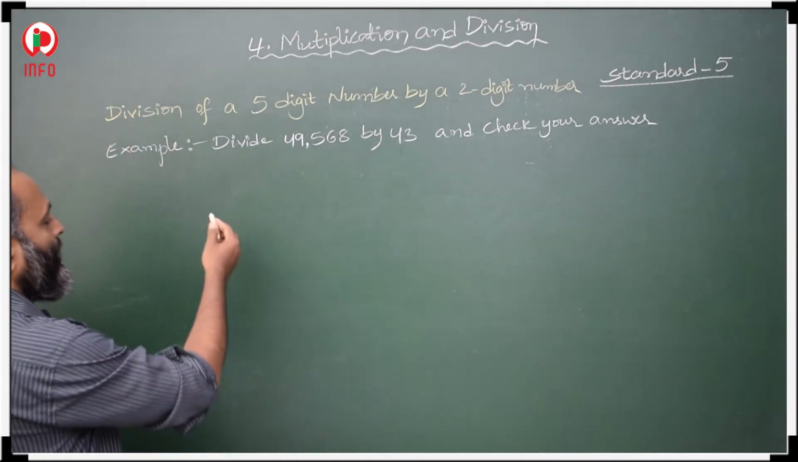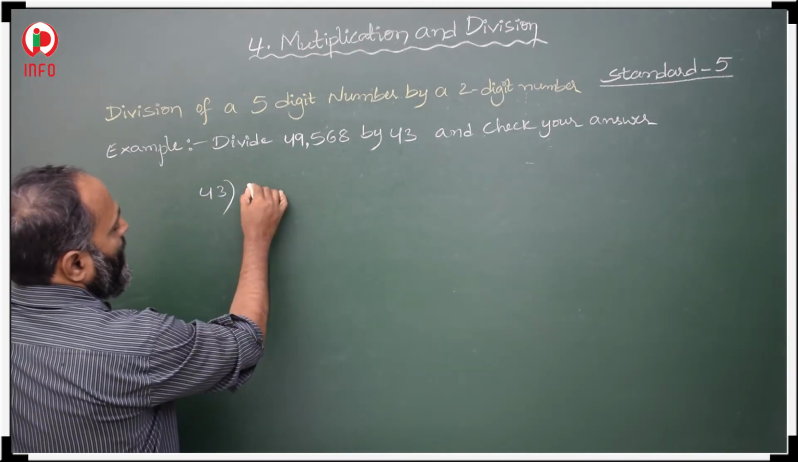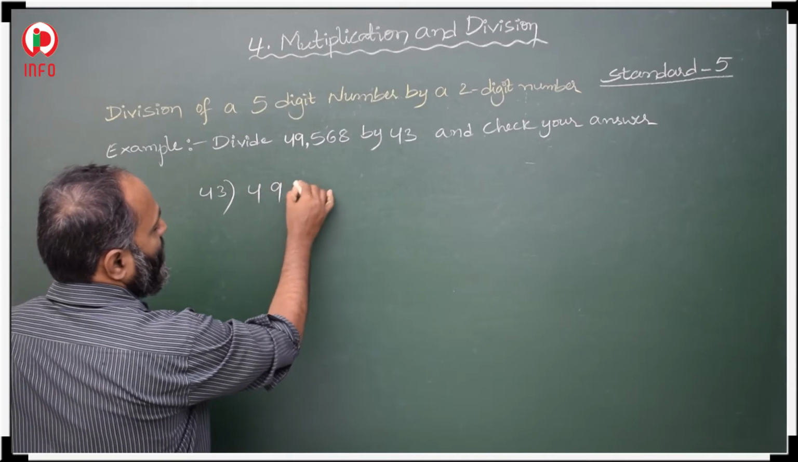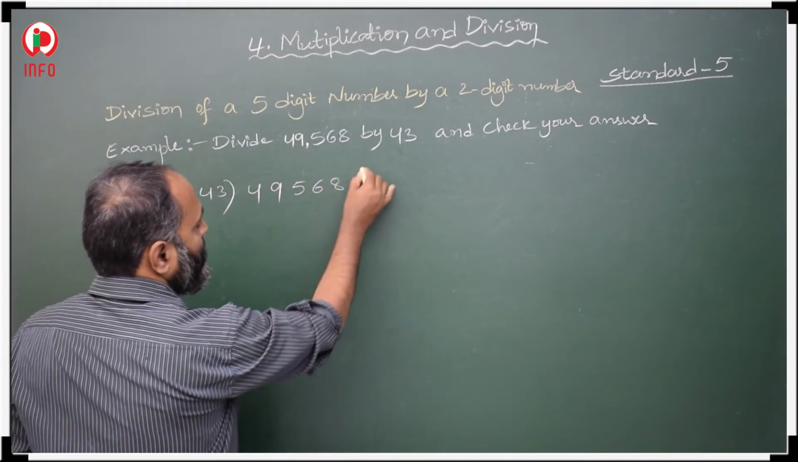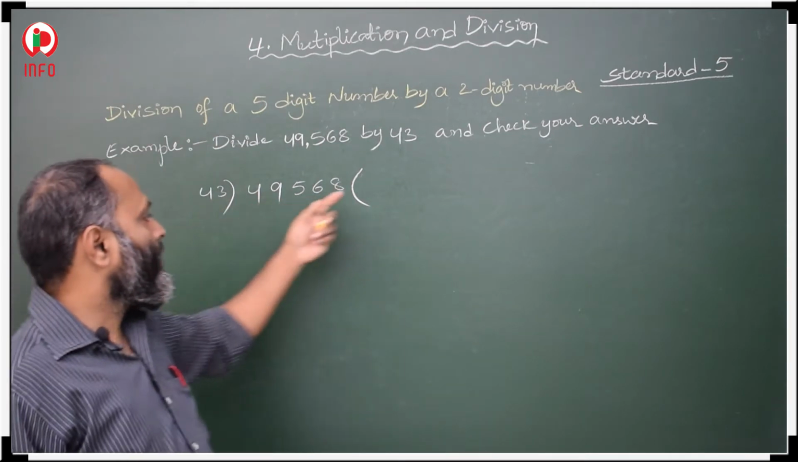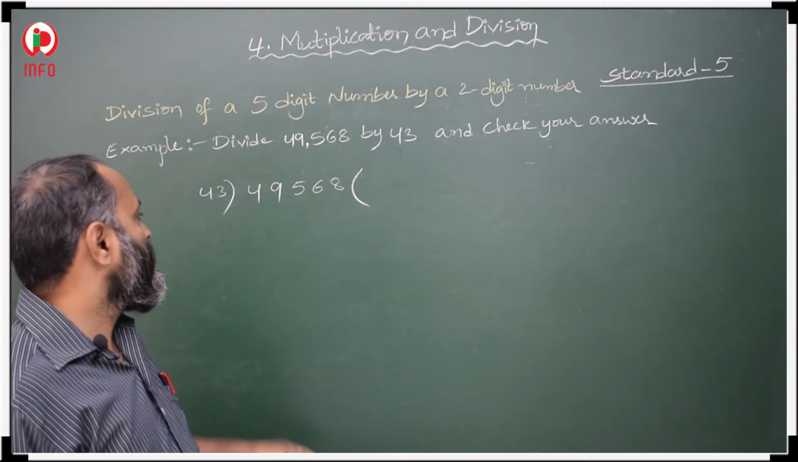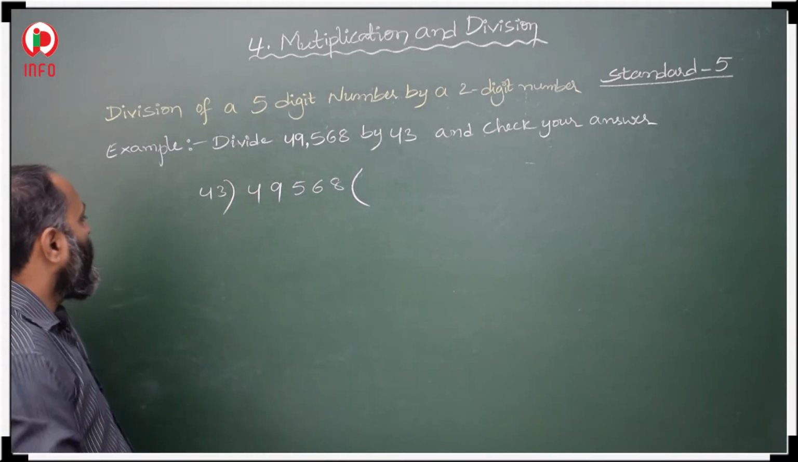So, the 2-digit number 43 divides 49,568. This we have to take. If you want to write your quotient here or here, no problem, that is your wish. Okay. Now, how to check?